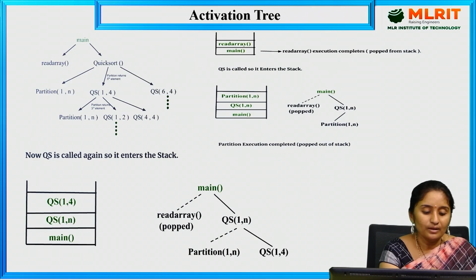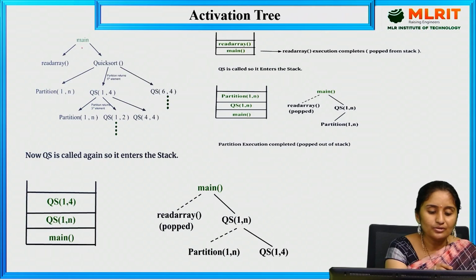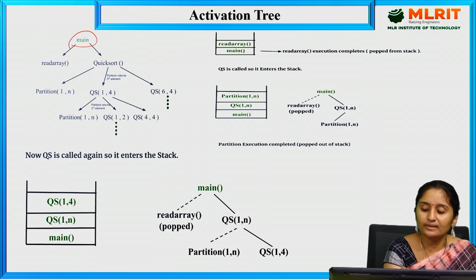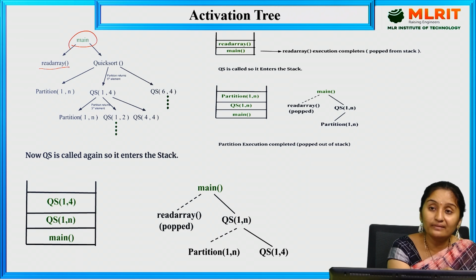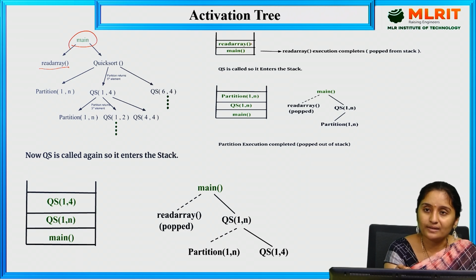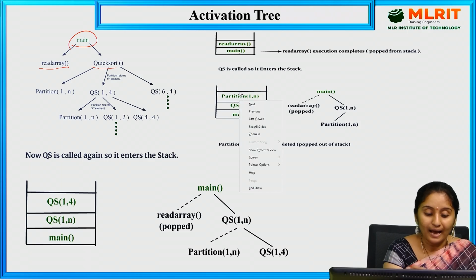So see here, the activation record, read array. When main is called in the stack, the main function is created, nothing but the activation record for main is created. Afterwards I have read array. Read array is an activation record, and it is pushed into the stack. The next one I have is quicksort. What does quicksort have? Quicksort has the partition again, and in the partition again what do I have here?